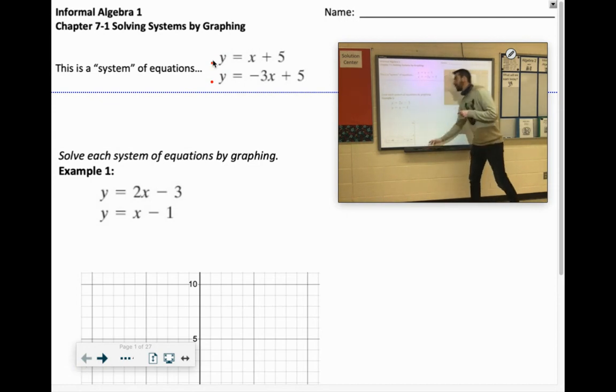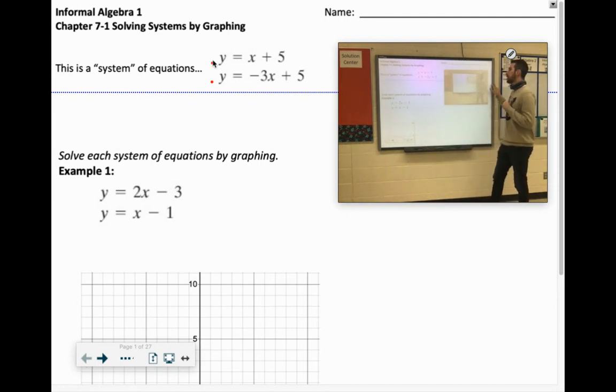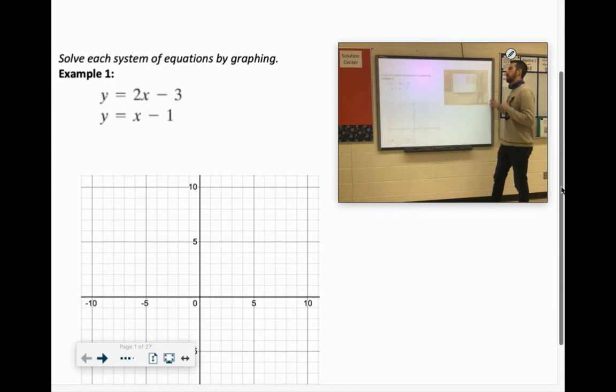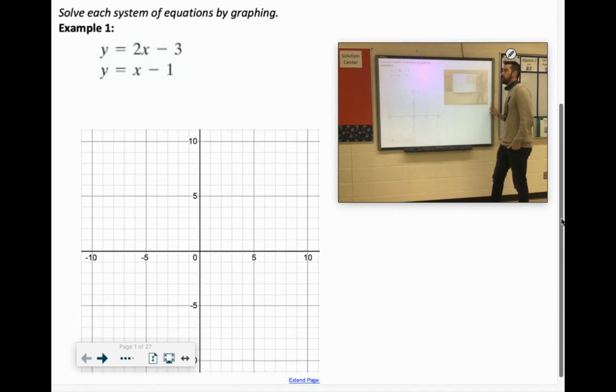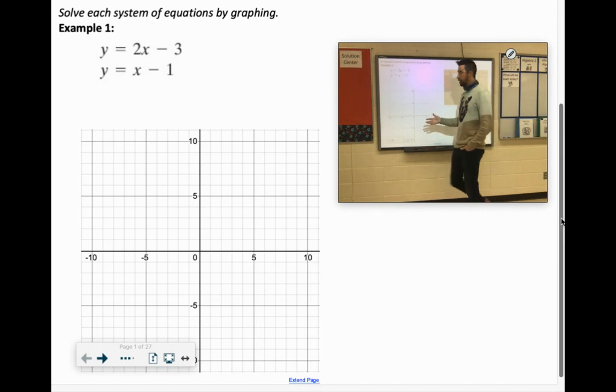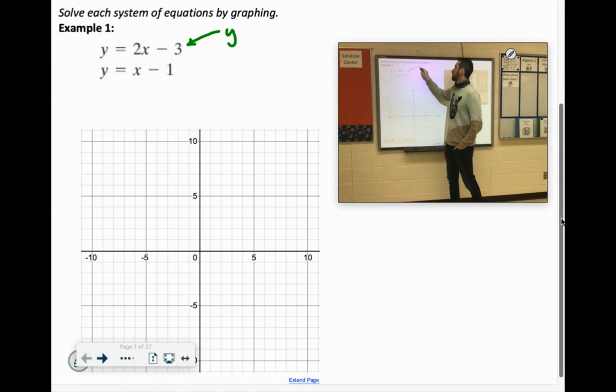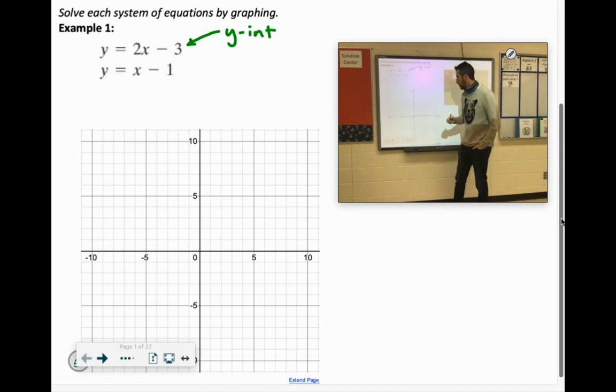So this first example, we have y equals 2x minus 3 and y equals x minus 1. We're going to graph them on the same graph, and we're going to see where they cross each other. So this first one, y equals 2x minus 3. Remember, your y-intercept is negative 3, so that's where you begin when you're graphing. So you go down 3, and you make yourself a dot.